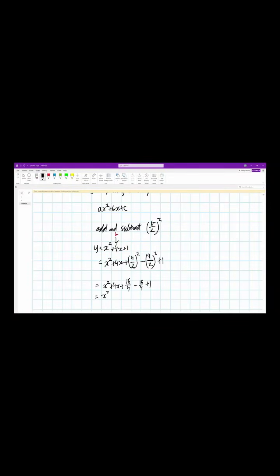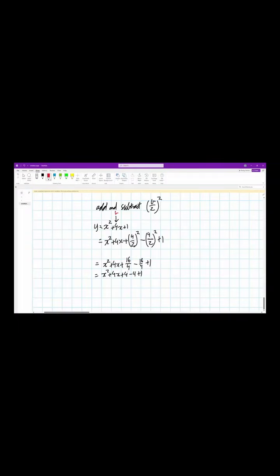And for those in the know, we're going to get x squared plus 4x plus 16 over 4, 16 divided by 4 is going to be plus 4, minus 4 plus 1. And to complete the square, the last thing we need to do is imagine brackets. What we're going to do is take this stuff inside the red bracket and treat it like a quadratic.